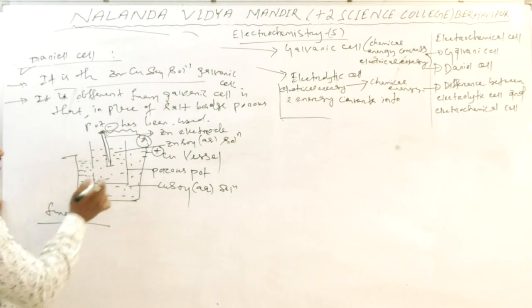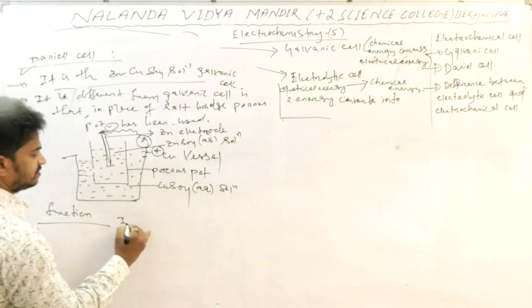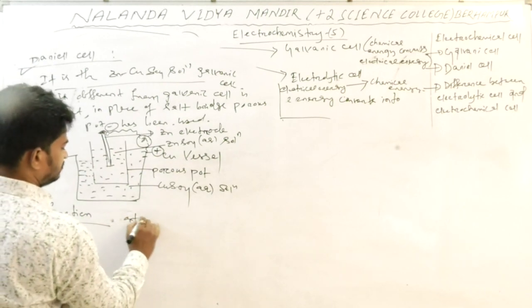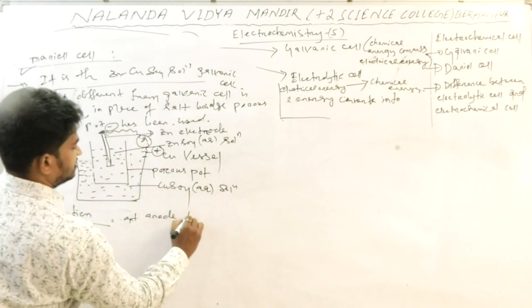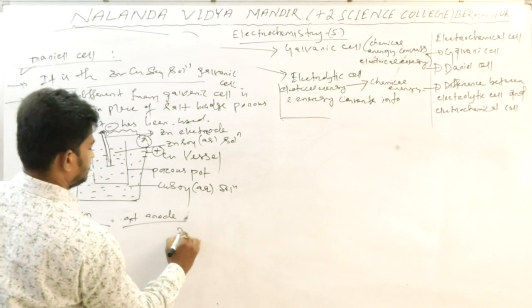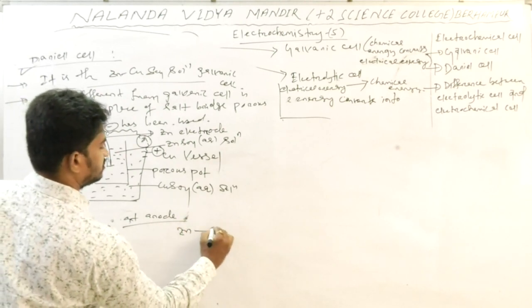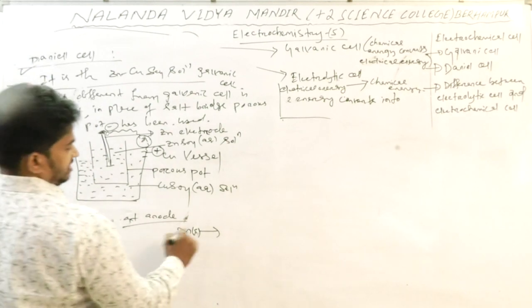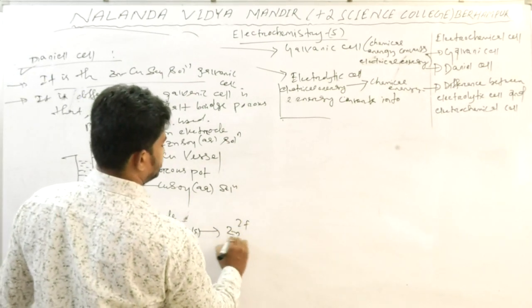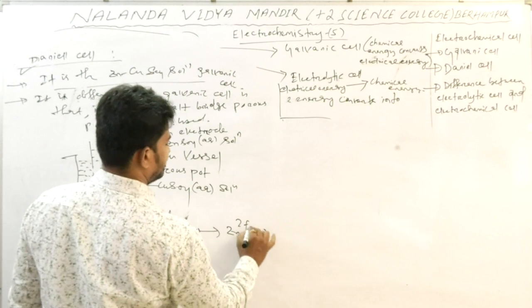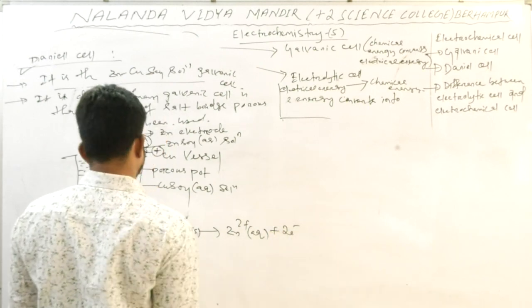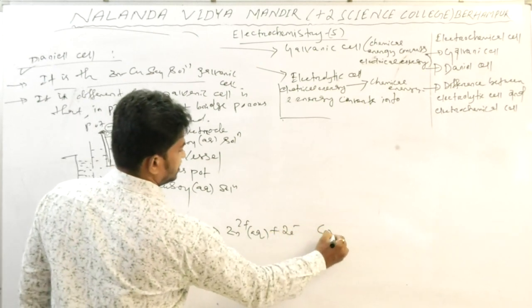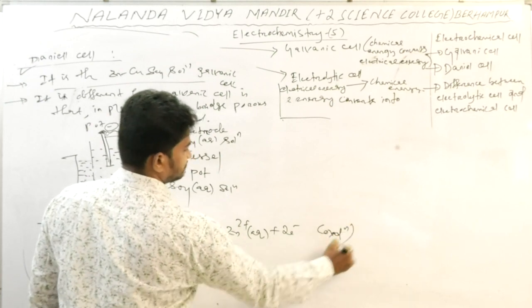Function is same. In the zinc rod, at the anode, zinc loses 2 electrons. Zinc is present as a solid electrode. It loses 2 electrons to give zinc 2 plus ion in aqueous medium plus 2 electrons. That is oxidation. Here it is showing oxidation.